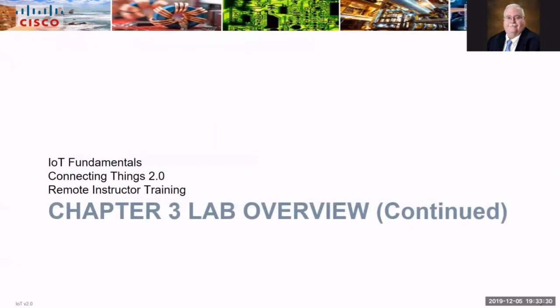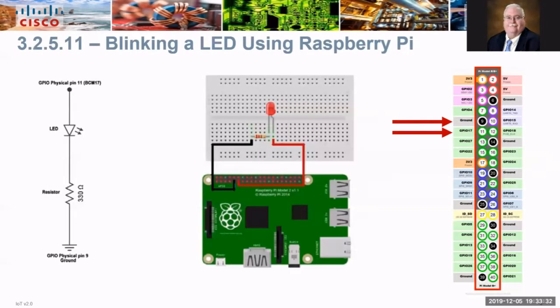Chapter 3 Lab Overview. Lab 3.2.5.11, Blinking a LED using Raspberry Pi. Time to complete is approximately 30 minutes. Difficulty level easy. In this lab you will use Blockly to flash a LED. Setup is similar to the Arduino lab except the pin numbers are different.